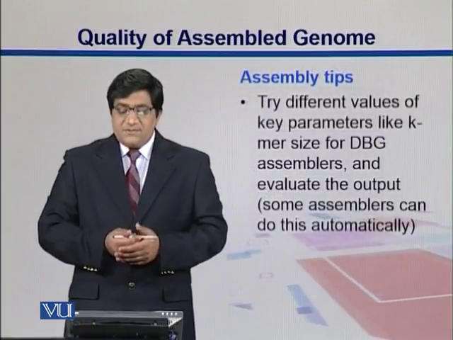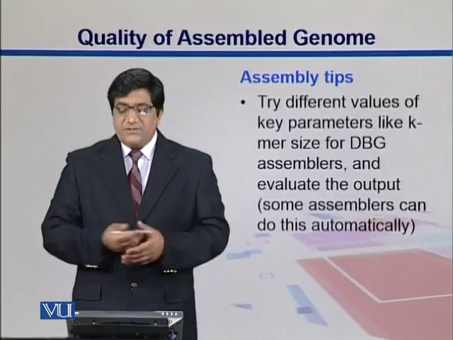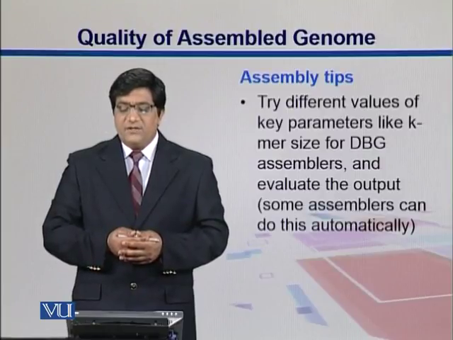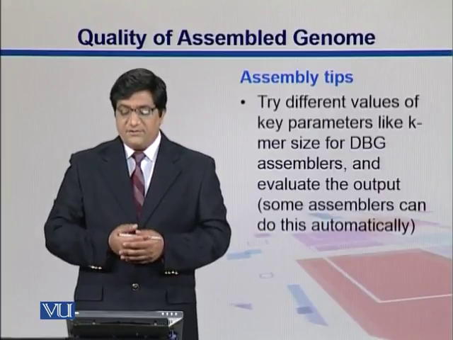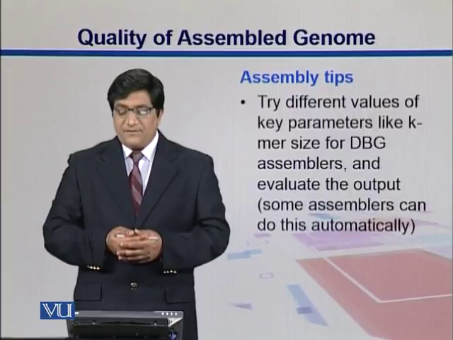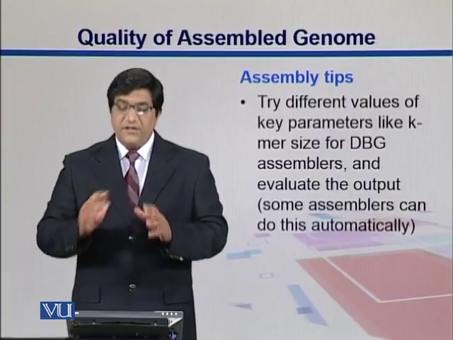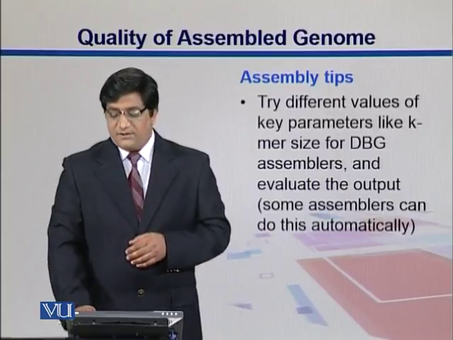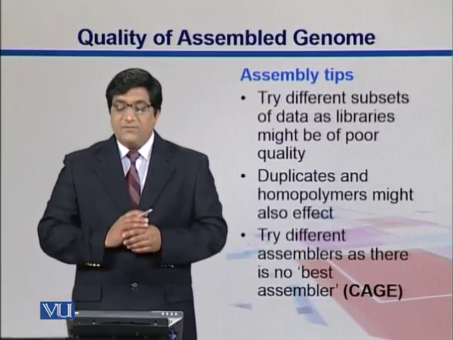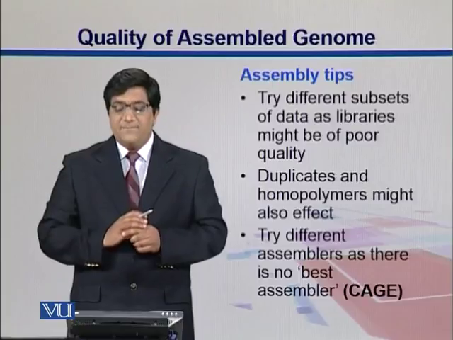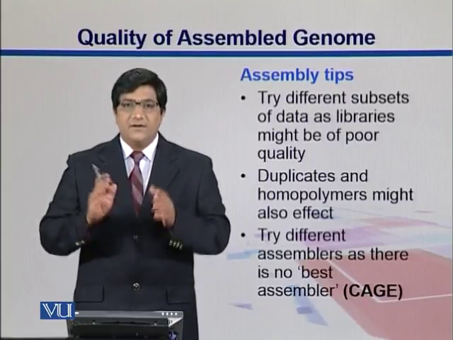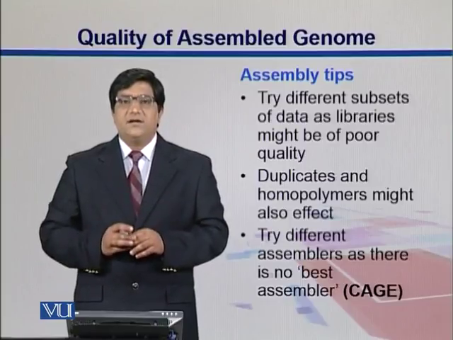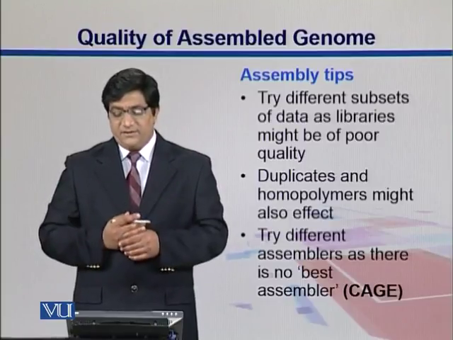Let's look into some tips which can be helpful while doing those assembly tasks. We can try different values of parameters like k-mer size for DBG assemblers, and we'll talk about them in a later section, and evaluate the output. Some assemblers can do this automatically. So number one, we can try different parameters and then compare the results. We can try different subsets of data, as our library might have some issues, so we can repeat our experiment using different data sets.